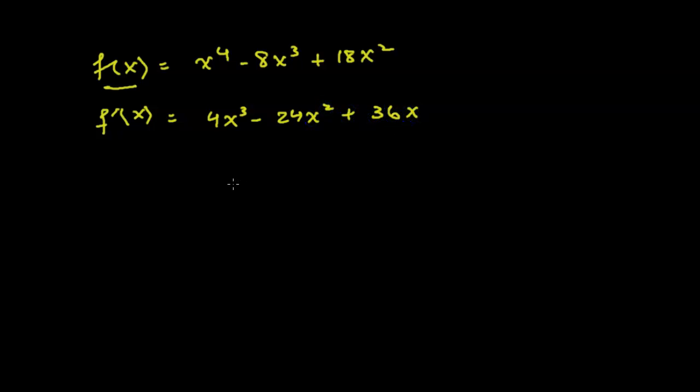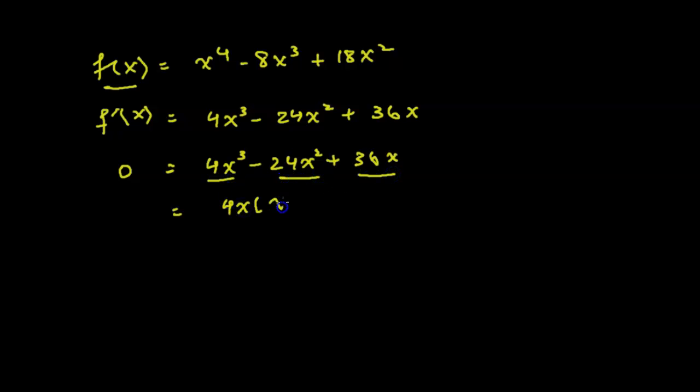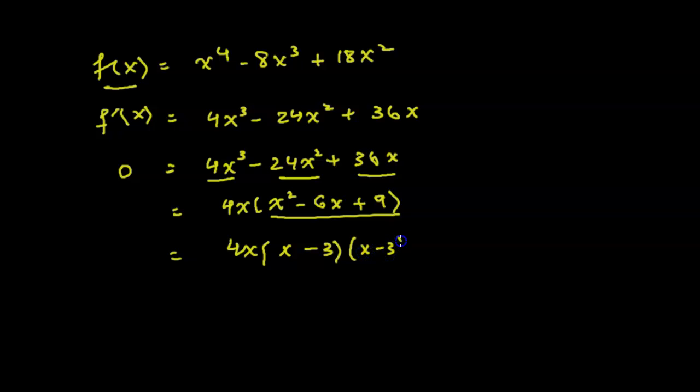The next step is to find the critical numbers. To do that, we put the derivative equal to 0 and solve for x. When we have to solve for x for a given equation, we have to turn the equation into factored form. Here we notice we have a common factor of 4x. So we're left with x squared minus 6x plus 9. Since this is a perfect square, we can write it as 4x times (x minus 3) squared, which is equal to 0.